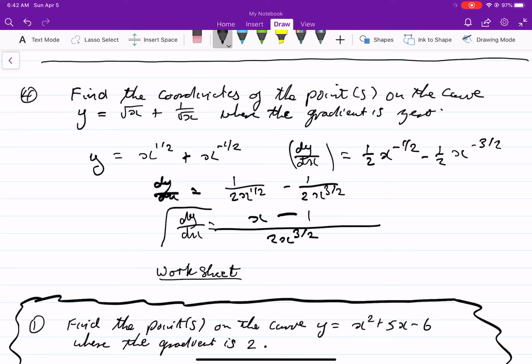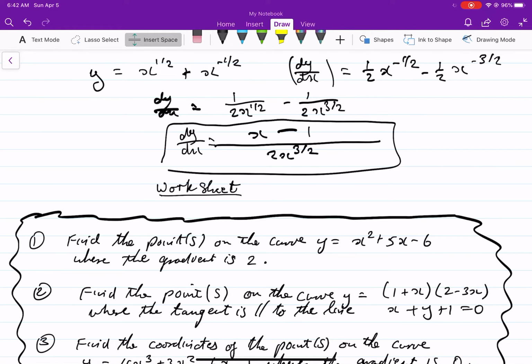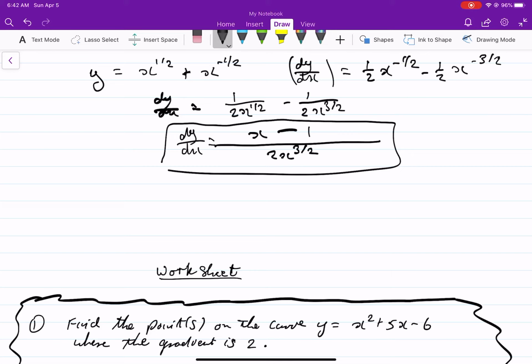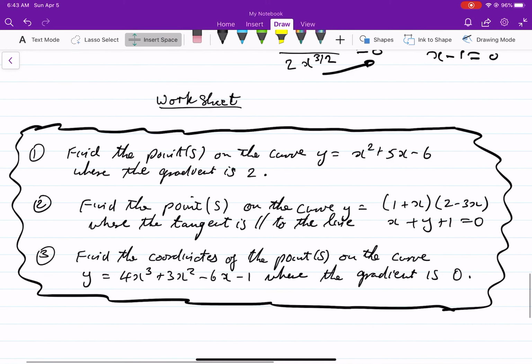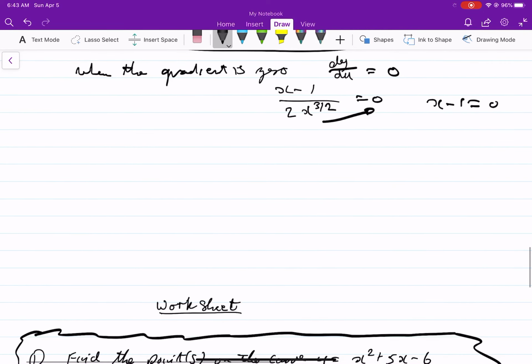I need to find the coordinates of the point or points on this curve where the gradient is 0. So when the gradient is 0, I put dy dx, the gradient function, equal to that specific value of gradient, which in this case is 0. So x minus 1 upon 2 times x to the 3 halves is equal to 0. If I cross multiply the 2x to the 3 halves by the 0, what do I have remaining? x minus 1 is 0, from which I can solve to get x is equal to 1.